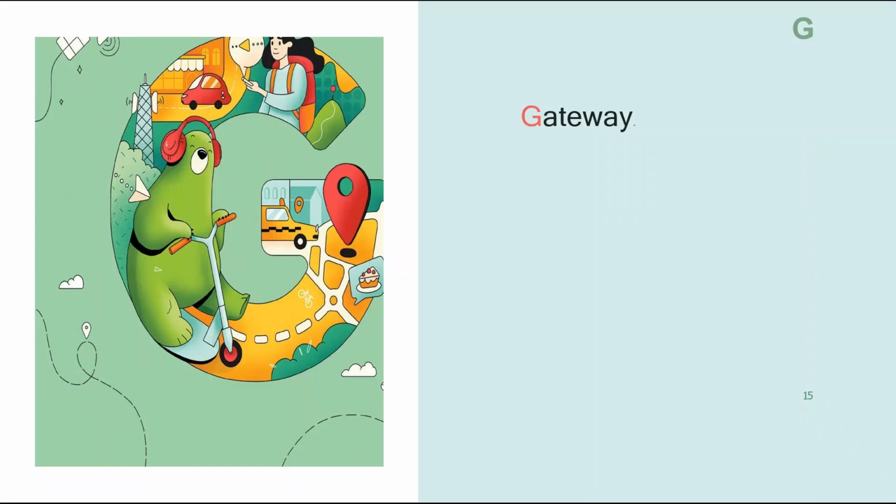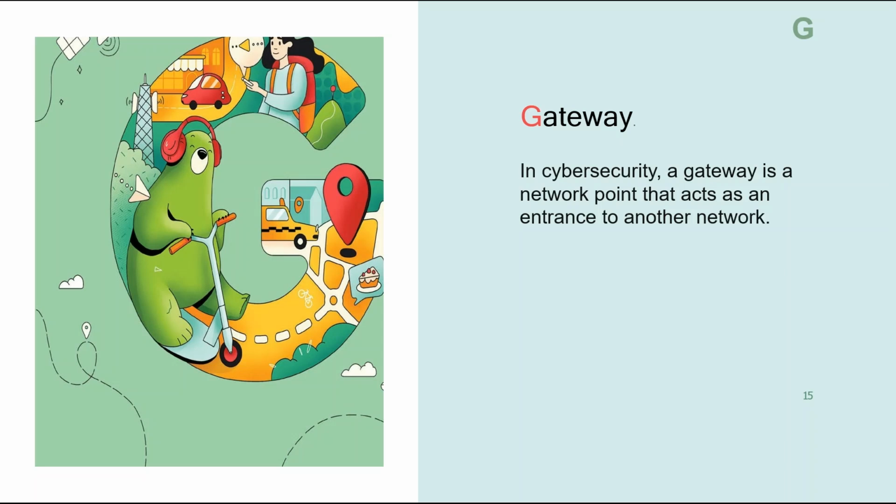Next is gateway. So what is a gateway? In cybersecurity, a gateway is a network point that acts as an entrance to another network. Like an internet gateway provides you the functionality to connect with the internet.